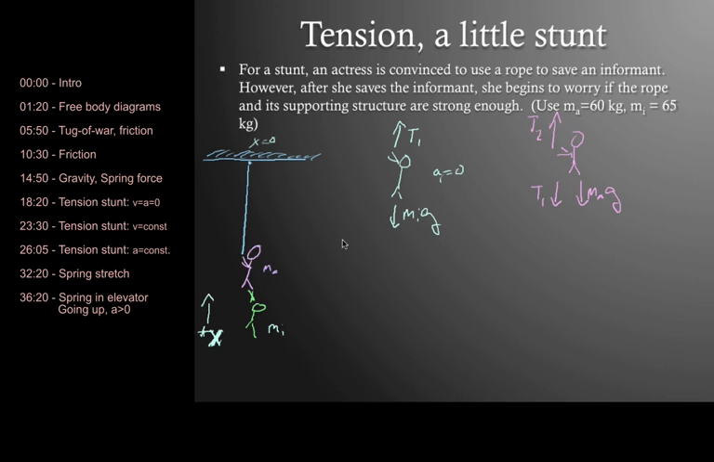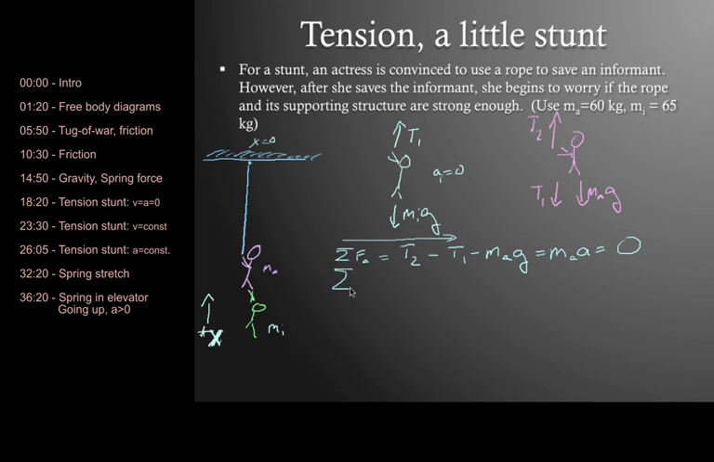Alright, so let's write down our equations for everyone. So sum of the forces on our actress are, look at what's going up, so that's T2. And then subtract everything that's going down. So T2 minus T1 minus MAG is going to be equal to MA times A. In this case, it's just 0.